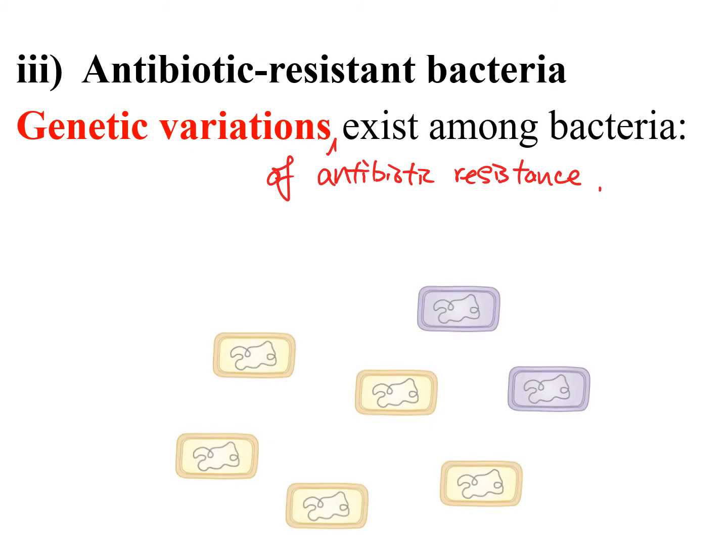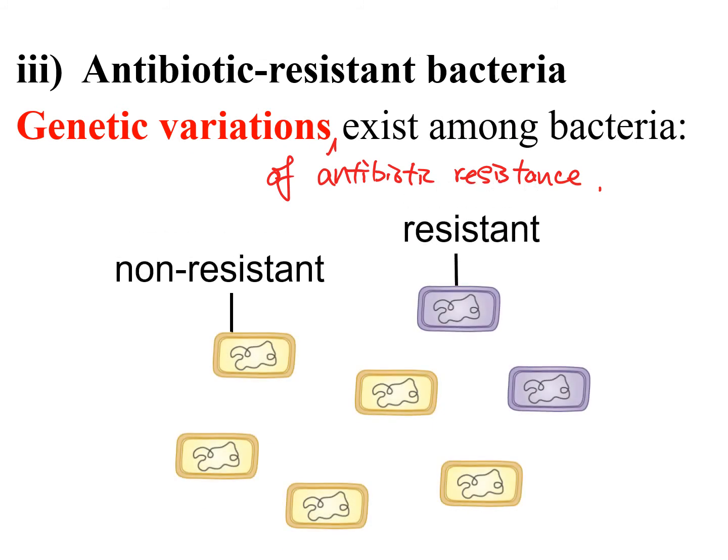The last example of natural selection is the antibiotic-resistant bacteria. First of all, there is a genetic variation of the antibiotic resistance among bacteria. Some of them are resistant to antibiotics. Some of them are not resistant to antibiotics.